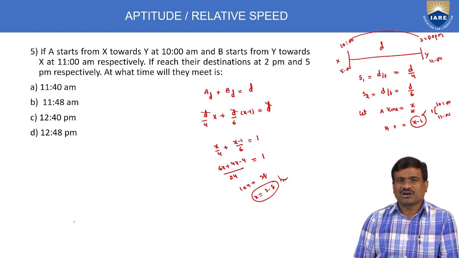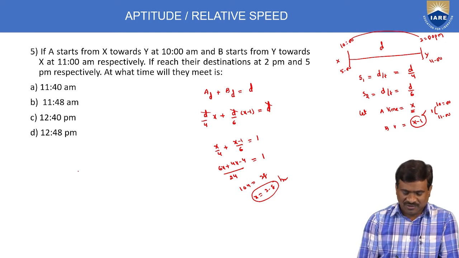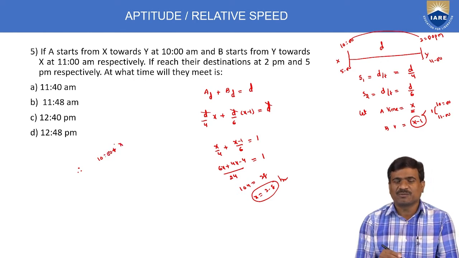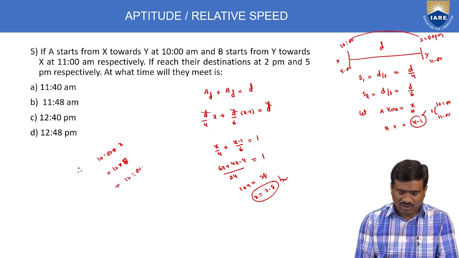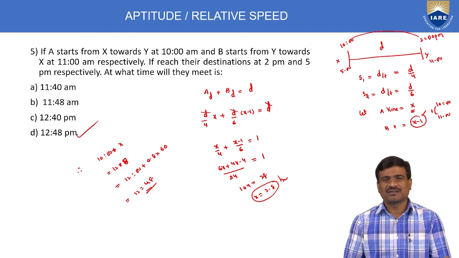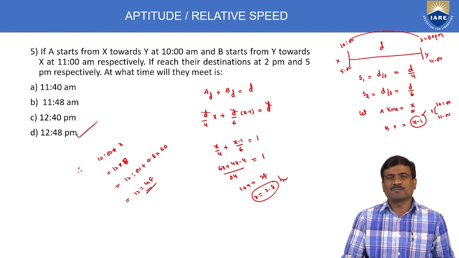X is 2.8 hours. Find the meeting time. Consider A, starting time 10 o'clock. Meeting time of A is x hours after starting. So 10 plus 2.8 is equal to 12.8. Convert 12.8 into minutes: 12 o'clock plus 0.8 converted into minutes, multiplied by 60, is equal to 12:48 p.m. Option D only is correct.